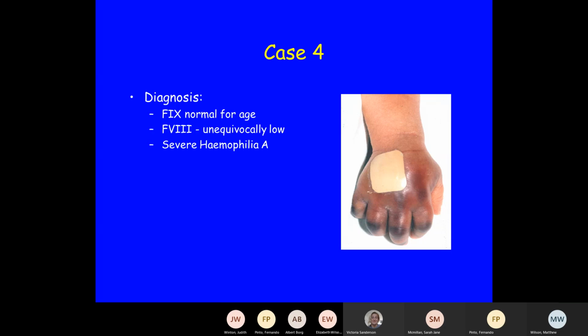And next. So the diagnosis in this baby is severe hemophilia A, because the factor 8 is certainly unequivocally low. And how do you manage this bleed? What do you do for this baby at this hand? Give factor acutely. Yes, next slide. So recombinant factor 8. Next.